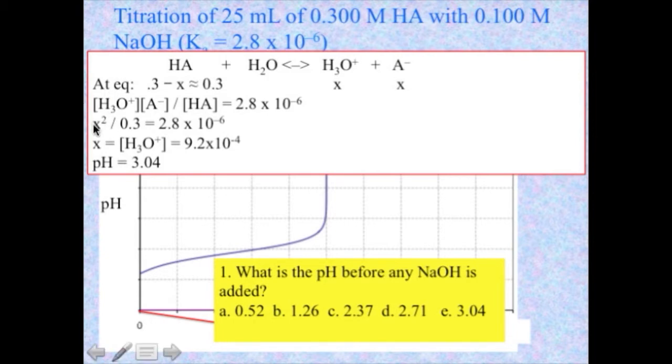So that'll be X squared in the numerator. In the denominator is the concentration of weak acid, which is going to be 0.3 molar with the approximation. Solving for X, we get 9.2 times 10 to the minus 4, or the pH is going to be 3.04.